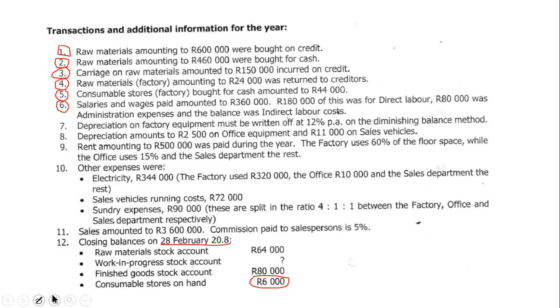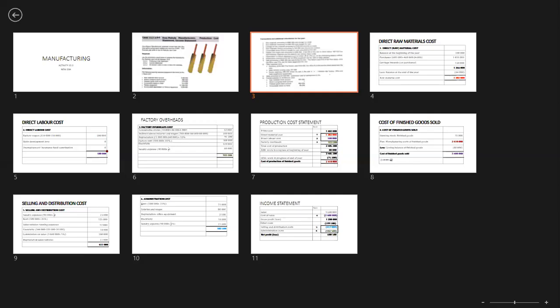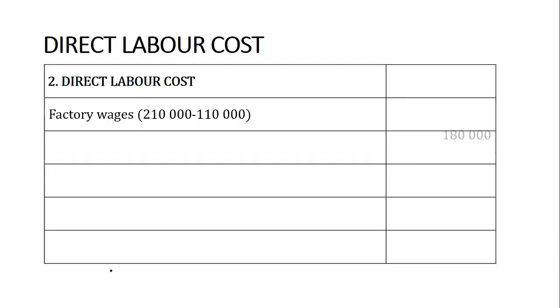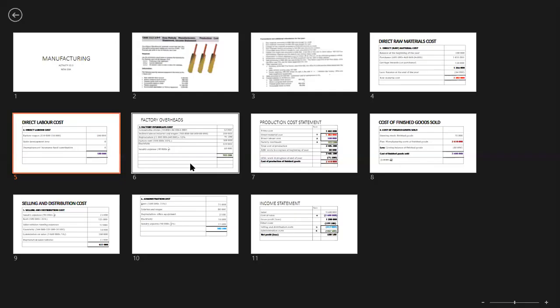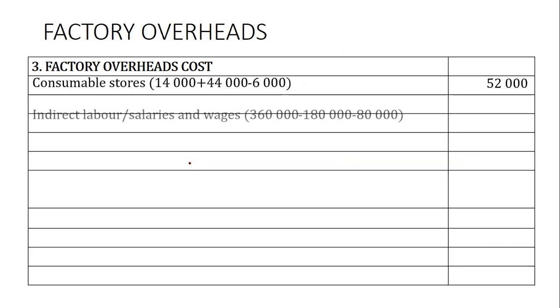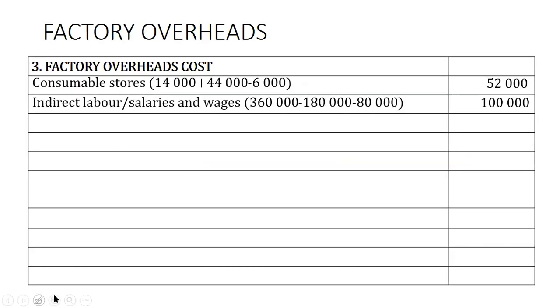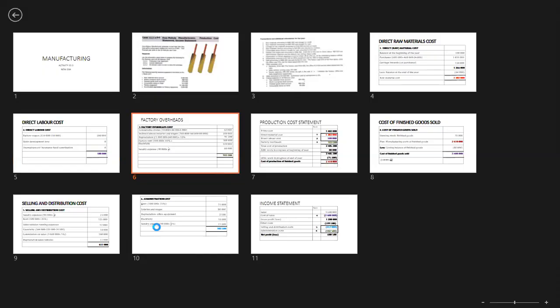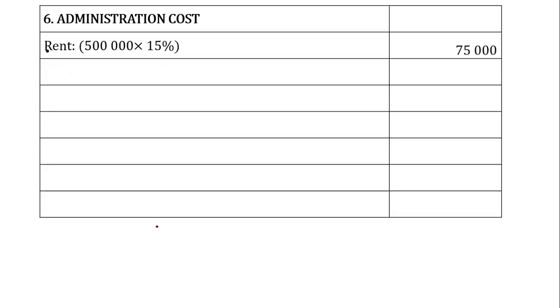100,000 goes to our indirect labor cost. Perfect. So under direct, you will have 180,000. And indirect, we're going to have 100,000, and the other one goes to admin. And under administration, we will have that 80,000 Rand. We still good? Yes. Okay, perfect.